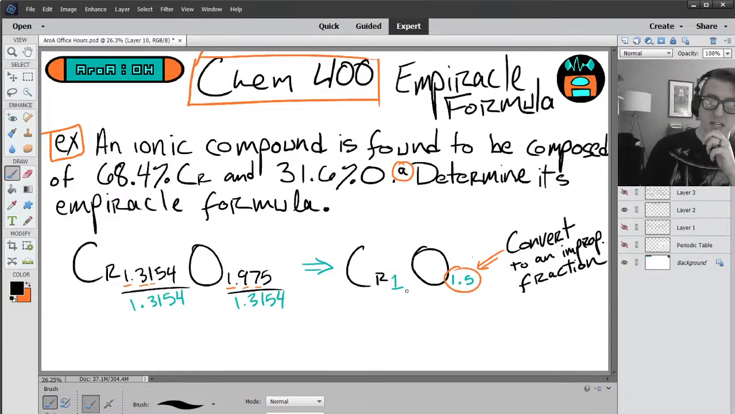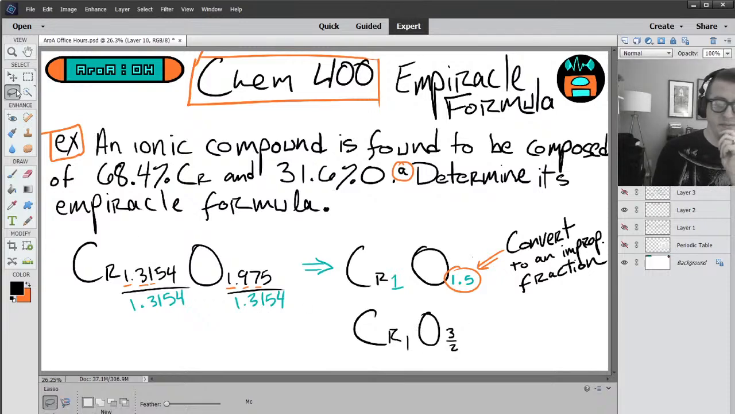All right, let's convert that to an improper fraction, and you'll see why in a minute. I'm going to write it right here. So we're going to have chromium 1.5, which is 3/2.